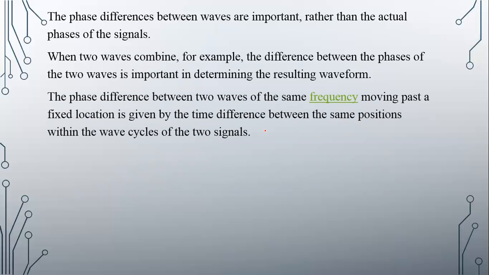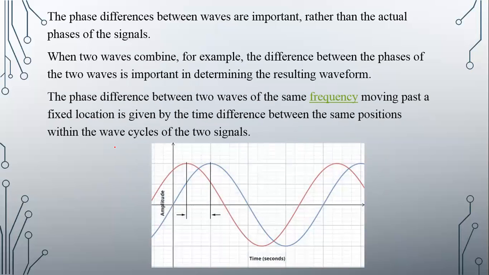The phase difference between two waves having the same frequency moving past a fixed location is given by the time difference between the same position within the wave cycles of the two signals. If you want to measure the phase difference, you have to consider the time difference between those signals. For example, in this wave we can observe that there are two signals. One is represented by the blue line and the other by the red line, and they are not in phase. They have some phase difference between them, and this phase difference can be determined by this time difference.